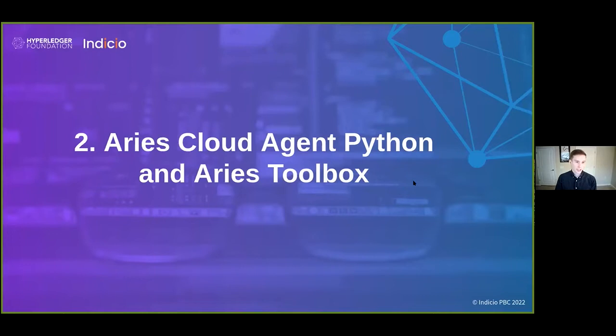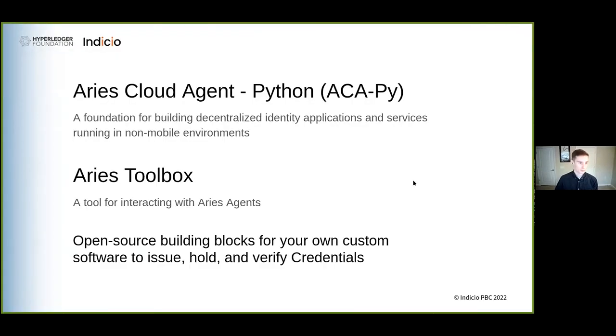Which brings us to the agents that we'll be working with today. To describe these a little bit more, we've got the Aries Cloud Agent Python, or ACA-Py for short, as you'll probably hear me say the rest of this presentation. Aries Cloud Agent Python is just a little bit of a mouthful. And ACA-Py is a foundation for building decentralized identity applications and services running in non-mobile environments.